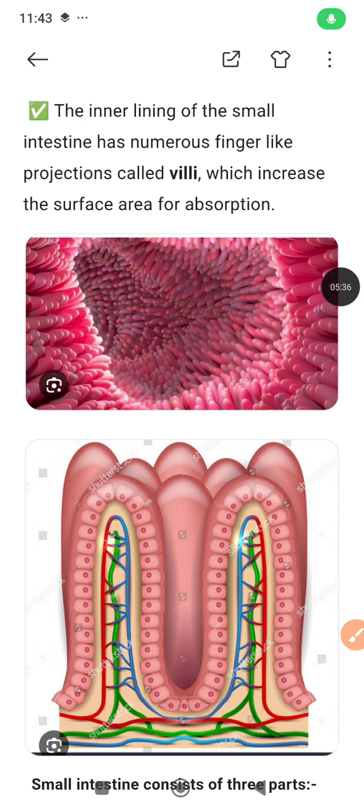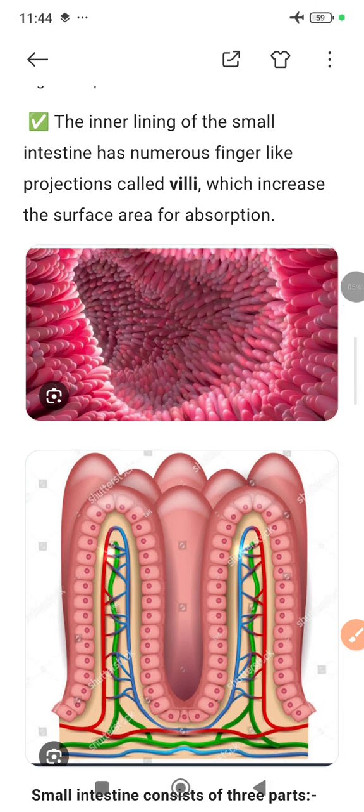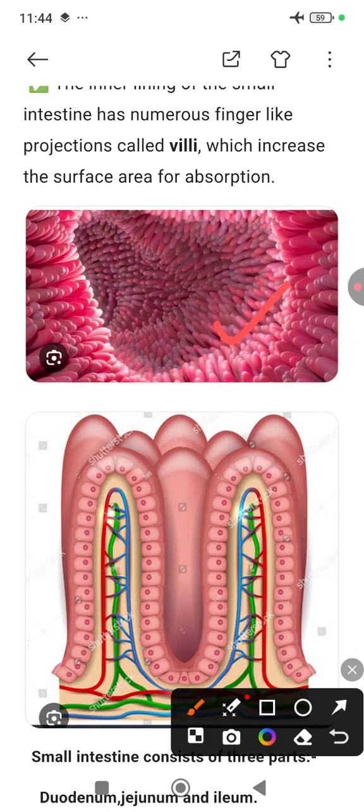The inner lining of the small intestine has numerous finger-like projections. If you cut it longitudinally, you can see the structure of these finger-like projections. These are known as villi. Numerous villi are present there. Why are they present like this? Because they increase the surface area for absorption. This is the function of the villi in the small intestine.